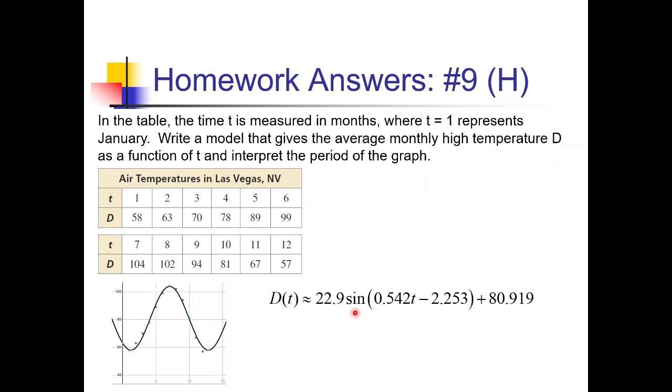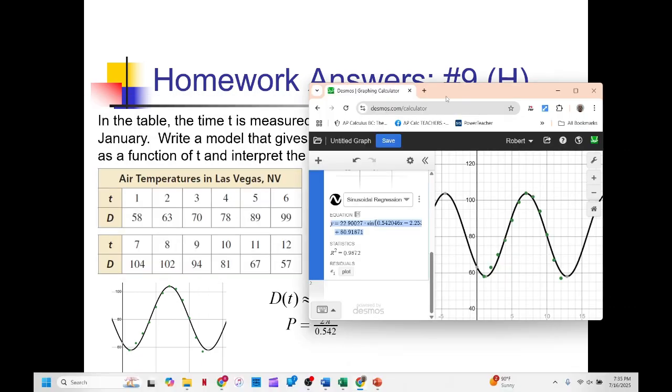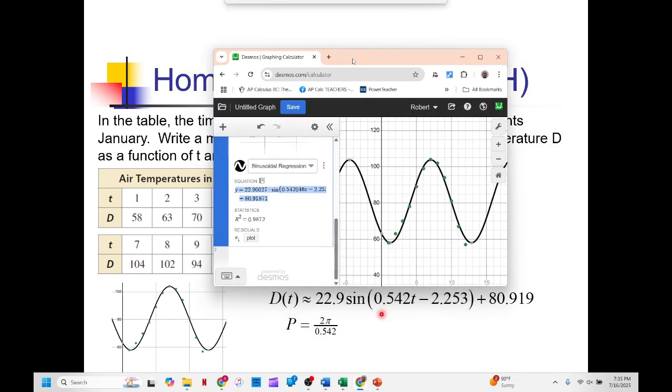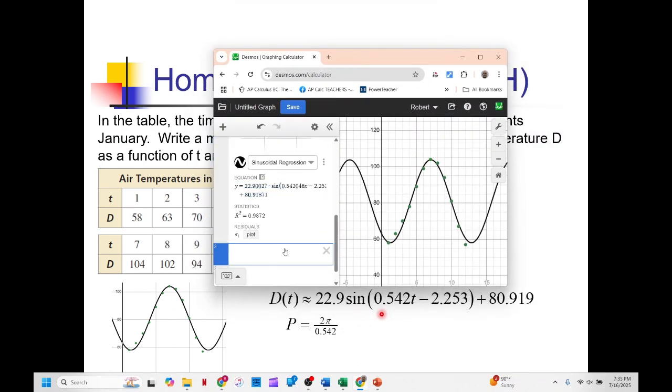Now ultimately they wanted us to interpret the period of this graph. So the b value is this 0.542 next to the t, and it would look more like a b value if we factored it out of this parentheses, but it is the b value. So if we do 2 pi over that, and I'll go back to Desmos to do this, let me just go down to the next entry. So we've got fraction 2 pi divided by 0.542, and that's roughly 11.593.